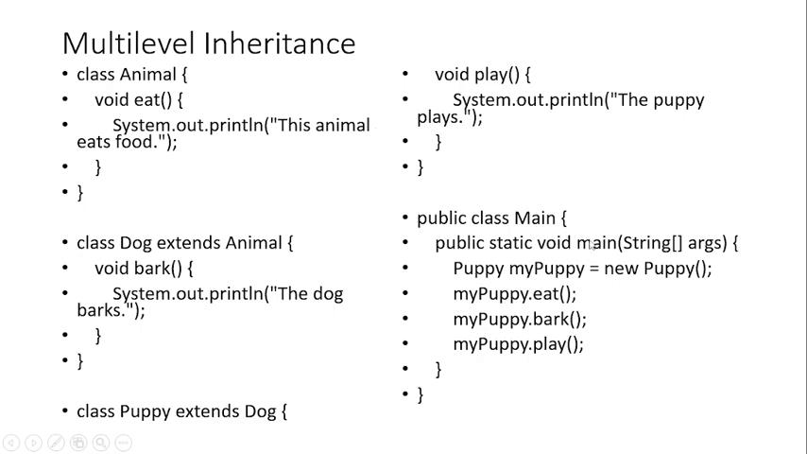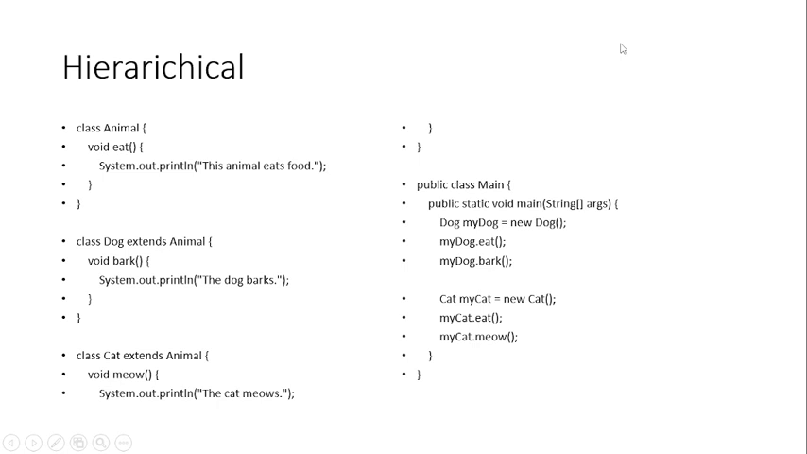So the program starts in what? Void main. So Puppy, my puppy. My puppy is the name of the object, Puppy is the name of the class, right? So I am creating an object myPuppy. With the help of myPuppy, I am calling eat as well as bark as well as play. So all these are the functions of base classes. So automatically the animal eats food, the dog barks as well as the puppy plays. All these things can be printed with the help of that program.